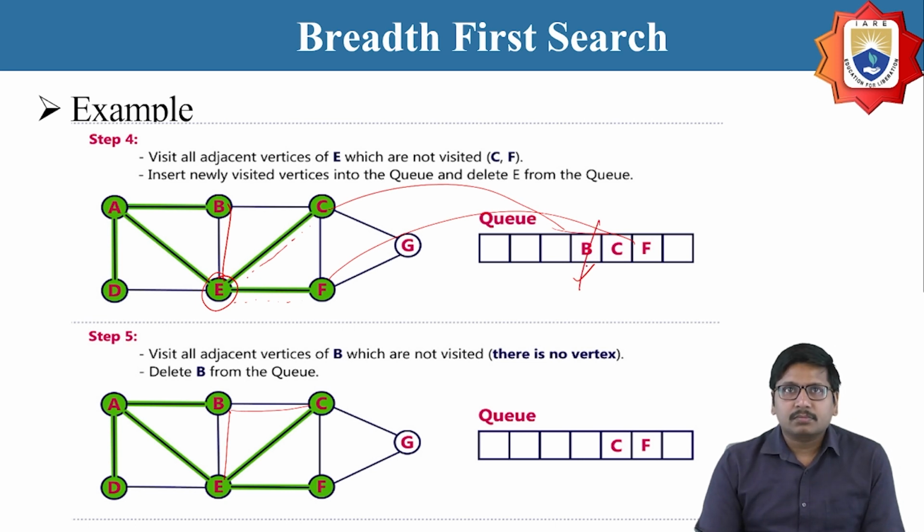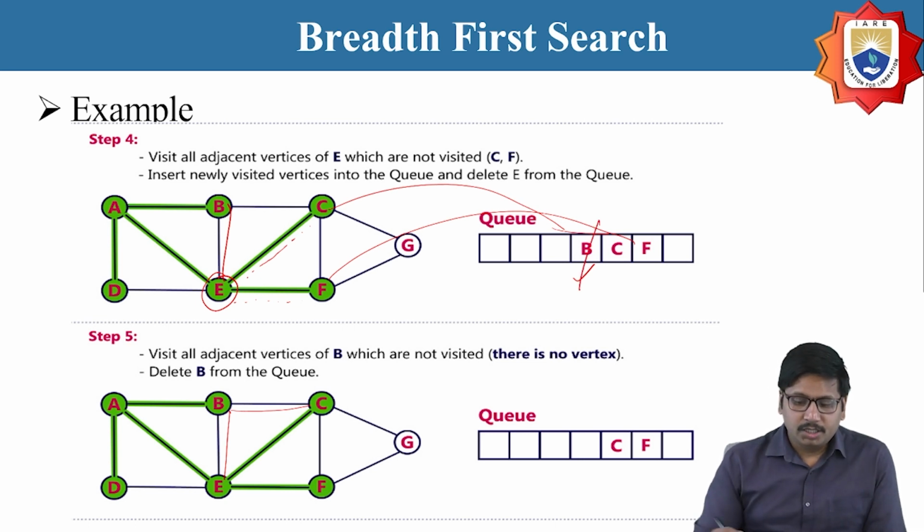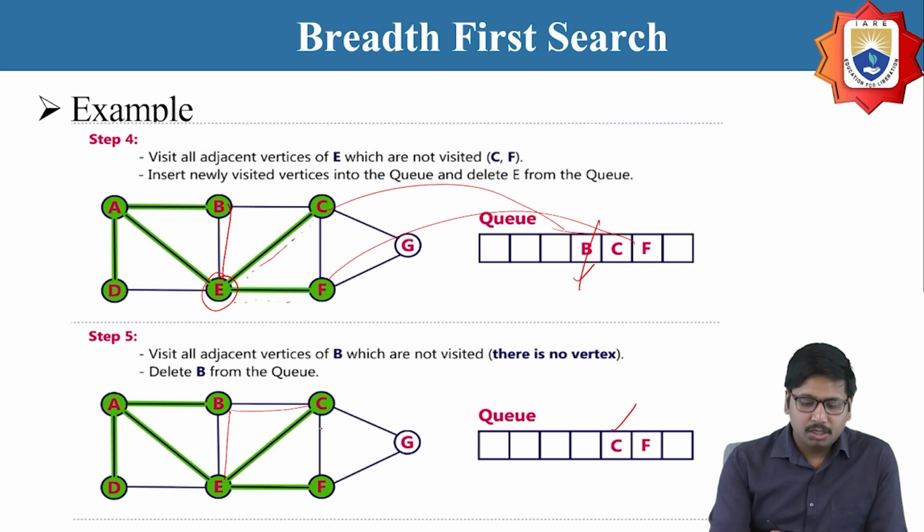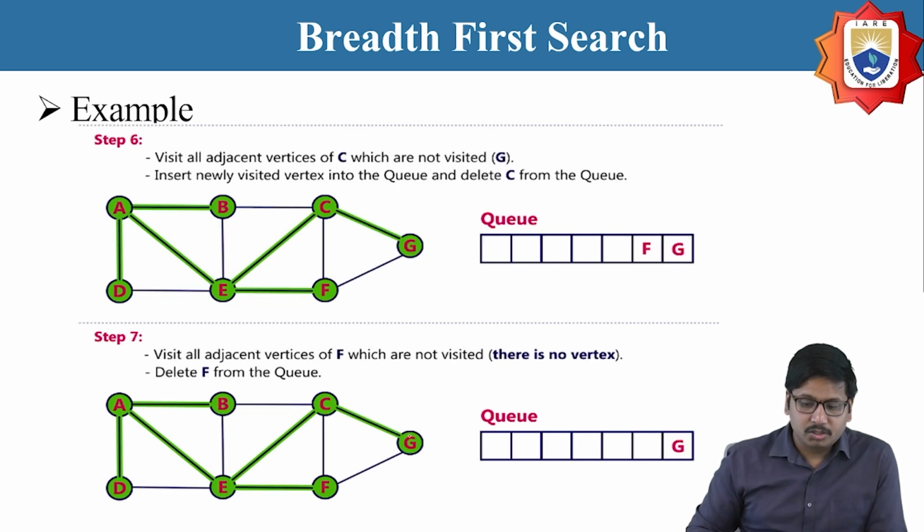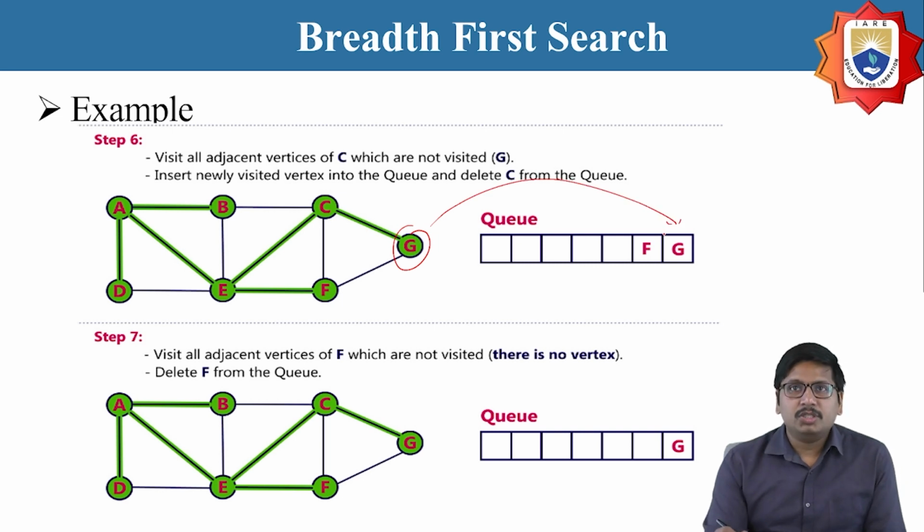Okay. So next one, C, I'm going to check. For C, are there any non-visited vertices? From C, F is visited and G is not visited. So I have to insert G into the queue, right? So visit all the adjacent vertices of C which are not visited, insert the newly visited vertex into the queue and delete C from the queue. Okay. So C is going to be deleted.